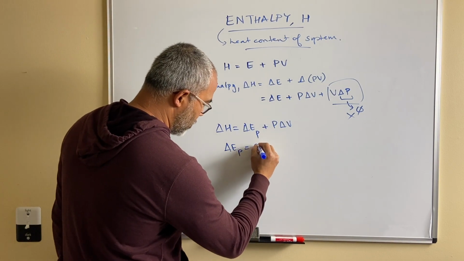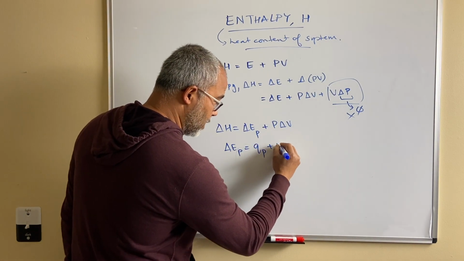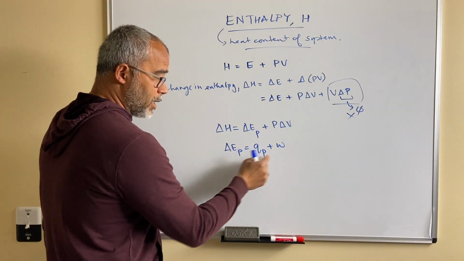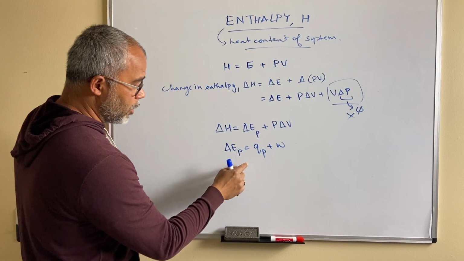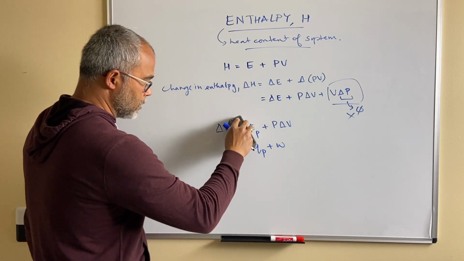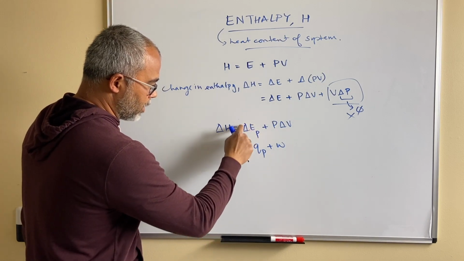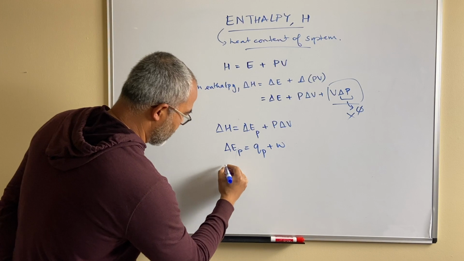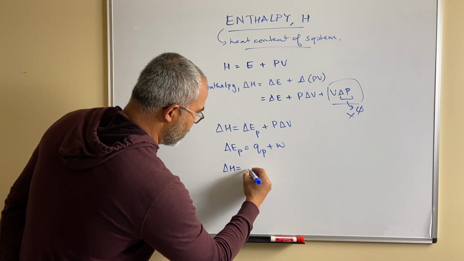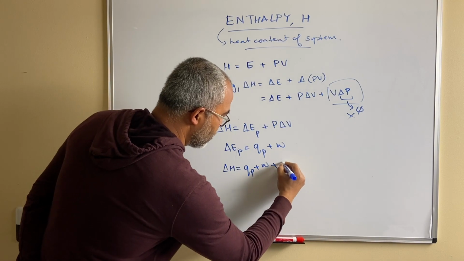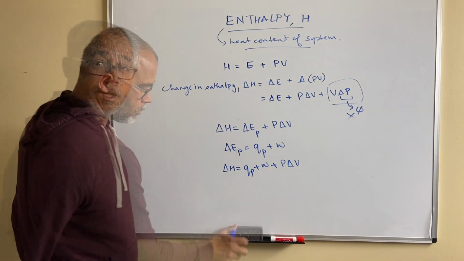Now since we're doing everything at constant pressure, we can pull in the first law, with a little P here. Delta E at constant pressure is equal to Q at constant pressure plus W. That's the first law: the heat exchanged plus the work done. We replace the delta E term with this. So delta H is equal to QP plus W plus P delta V.